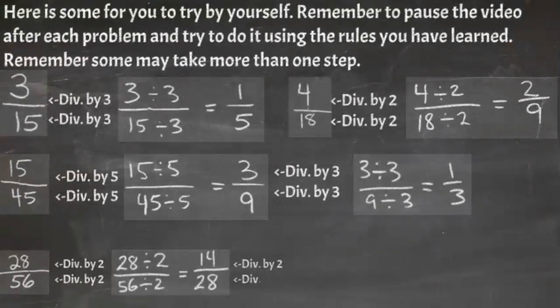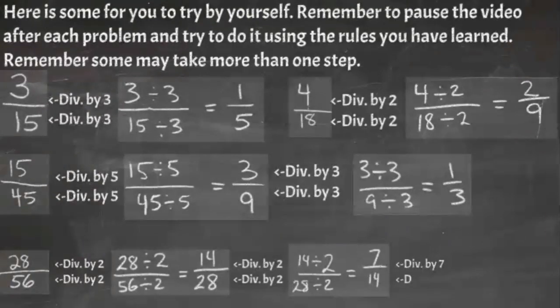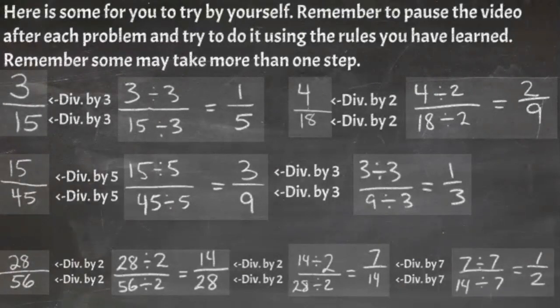Since they're both even, still I'm going to divide by 2 again. So I get my new fraction of 14 divided by 2 over 28 divided by 2, which is 7 over 14. You could pause the video here and try 7 over 14 by yourself. Remember, 7 is a prime number, so it can only be divided by 7. So I will divide both by 7 and see what happens. I end up with my new equation as 7 divided by 7 over 14 divided by 7, and that's equal to 1/2. So if you got that far.